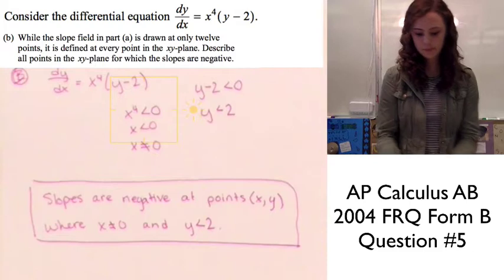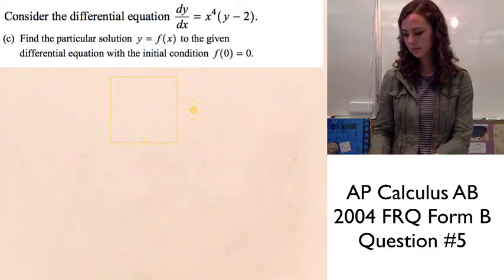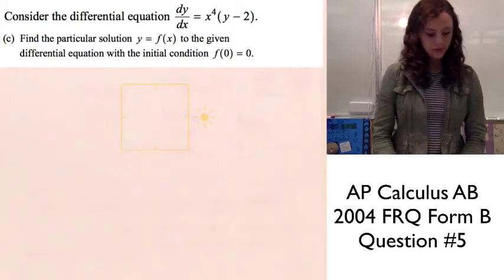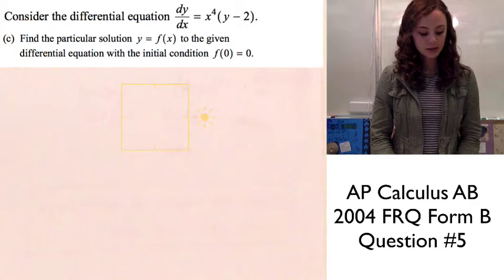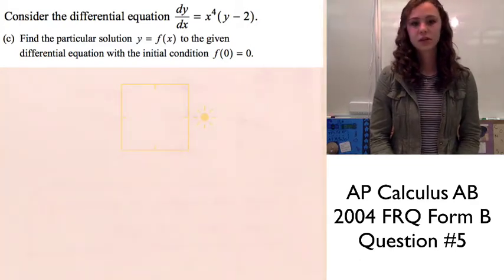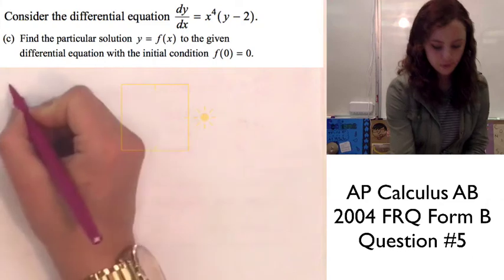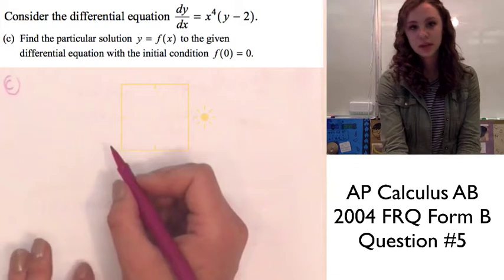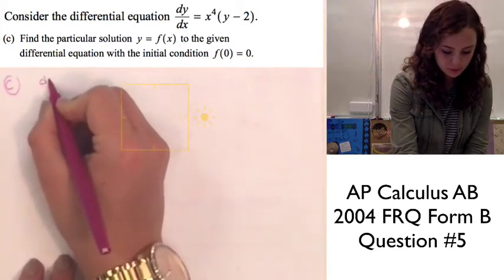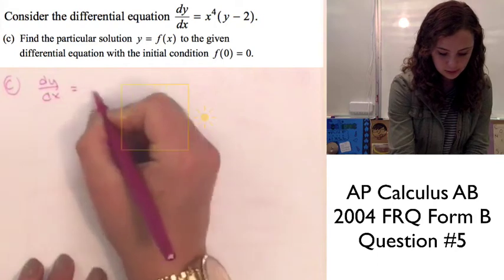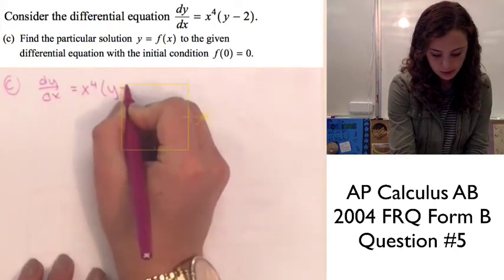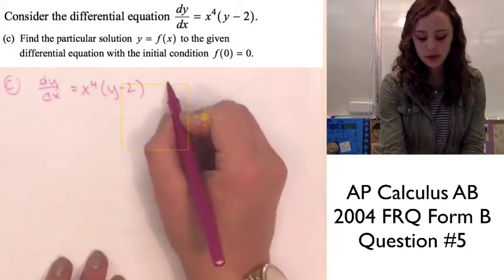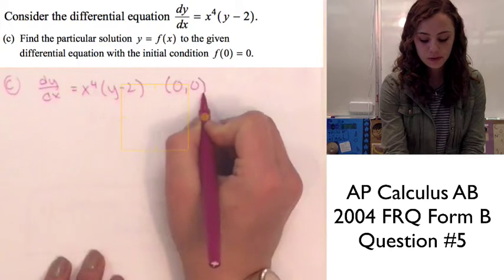So part C, part C asks us to find the particular solution y equals f of x to a given differential equation with the initial condition f of 0 is equal to 0. So on part C, we're finding the particular solution. So we know that we're going to use the antiderivative to find the original function of dy over dx is equal to x to the fourth times y minus 2. And it gave us the initial condition, which says that the points that we need to plug in for the particular solution are 0, 0.